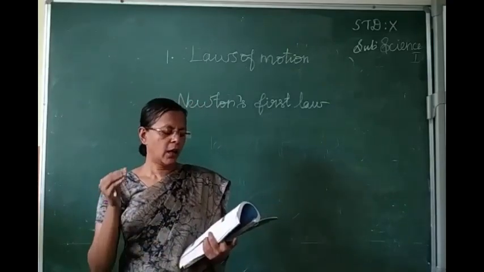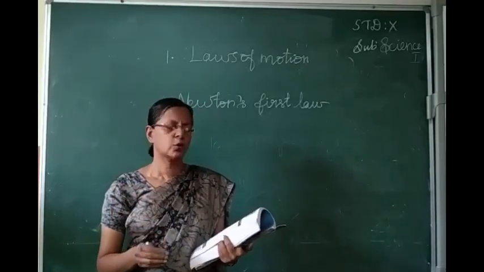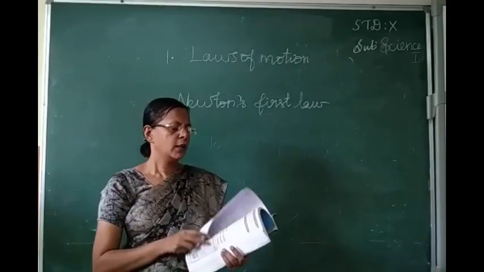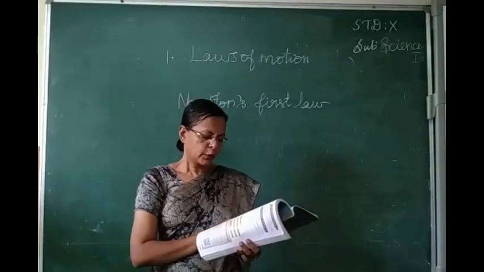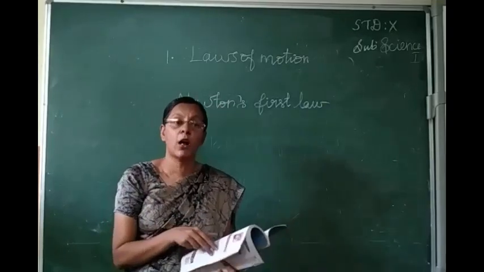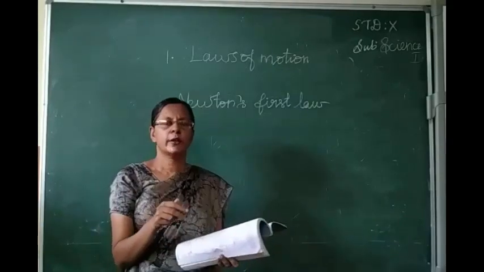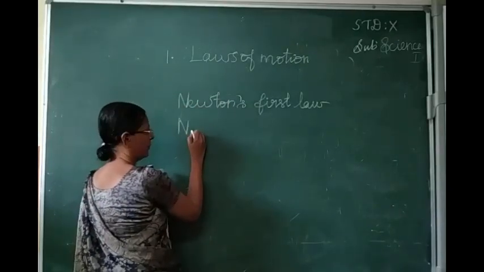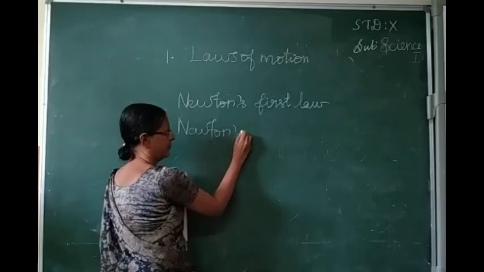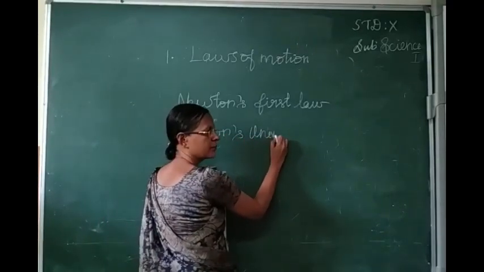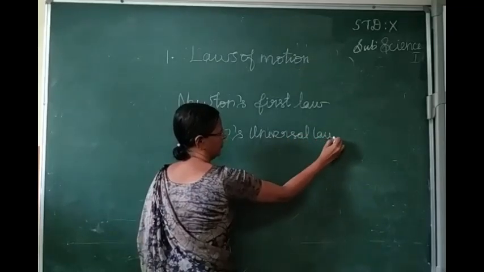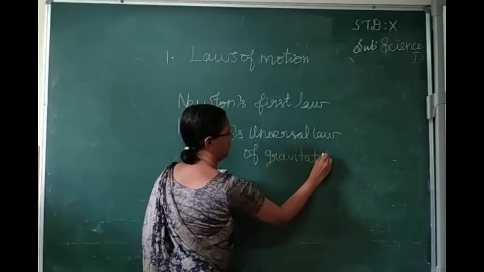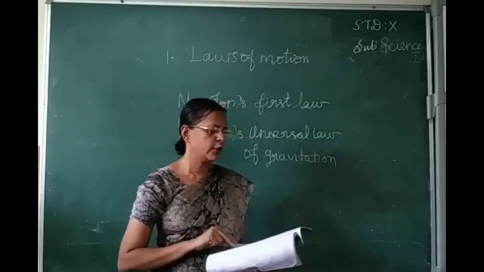For every action there is an equal and opposite reaction. They always act on two different bodies. That is Newton's third law. Now you know Newton's first law, Newton's second law, Newton's third law. Okay. Next, another law is there. State the universal law of gravitation, which is also called Newton's universal law of gravitation.